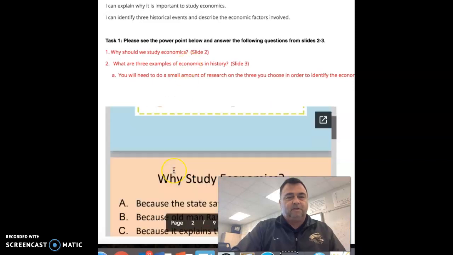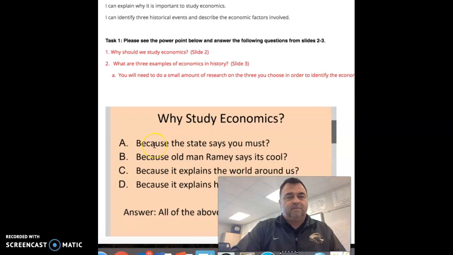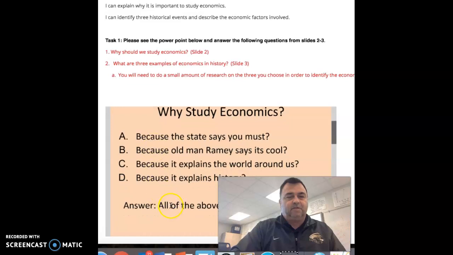So it says go to slide 2. Let's go to slide 2. Okay, well, there you go. Why study economics? So there are your answers, and you'll notice that the answer is actually all of the above. The state says we must learn these things. Old man Ramey, that's me, says econ is cool. It actually is.